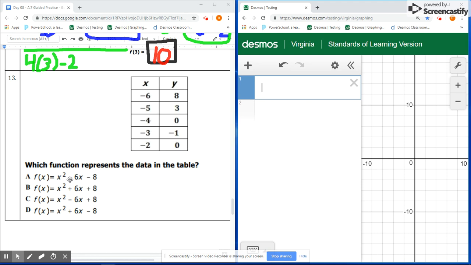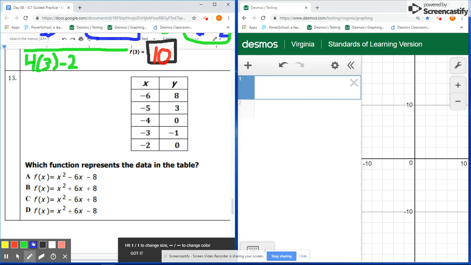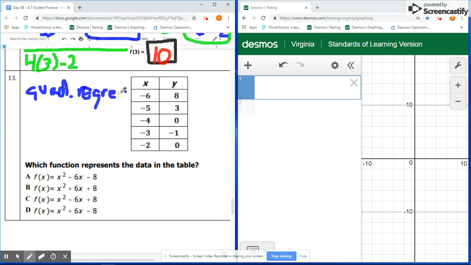They're quadratics. Okay, so what we're going to do is we're going to use Desmos to find a quadratic regression model. Quadratic regression. Okay, it's also called curve of best fit. Okay, so that's what we're going to do. It's called a quadratic regression or curve of best fit.